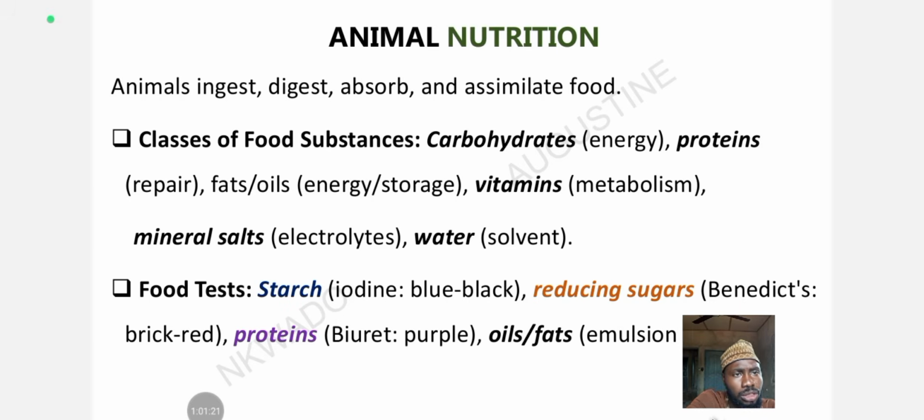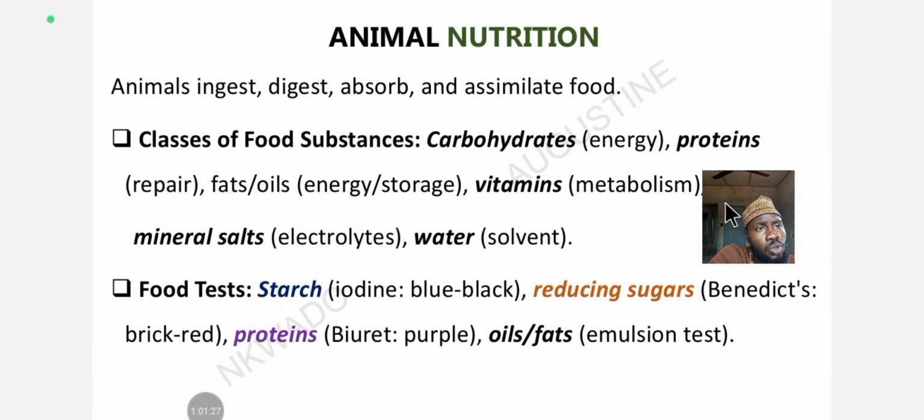Now, let's look at animal nutrition. Looking at animal nutrition, where JAMB says we should put our focus, according to the syllabus, animals ingest, digest, absorb, and assimilate food. This is a catabolic process, breaking down molecules to form energy. For plants, they bring molecules together, building molecules to form energy. You can see that animals are breaking down, plants are building.